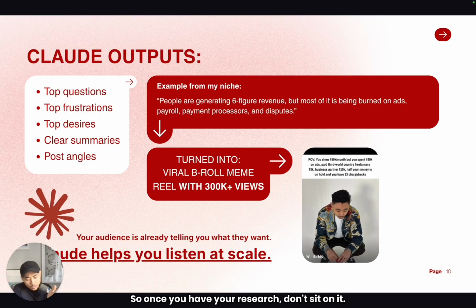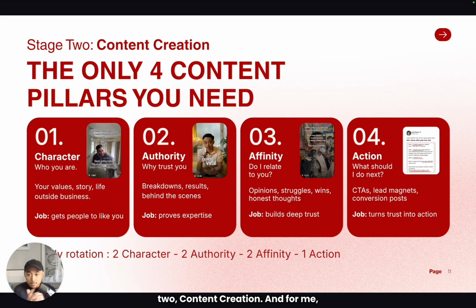So once you have your research, don't sit on it. You take it to the next step. You take the best insights and then take it to stage 2, which I'll get to right now. Stage 2, content creation. And for me, it's very simple. I look at 4 things to create and increase my know, like, trust factor. So as you can see here, character, authority, affinity, action. No matter which platform I use, I always fall back to these 4.